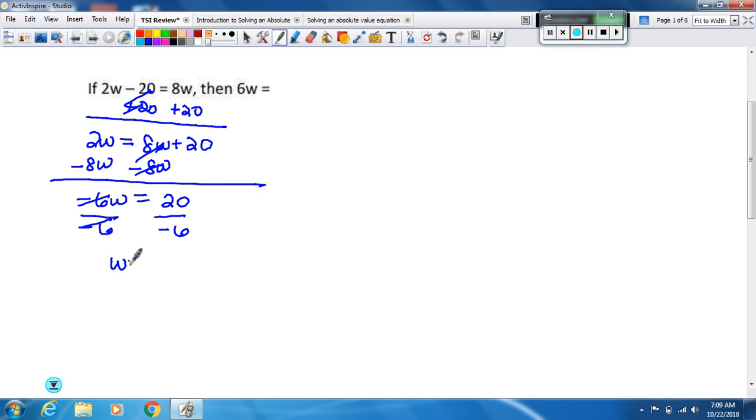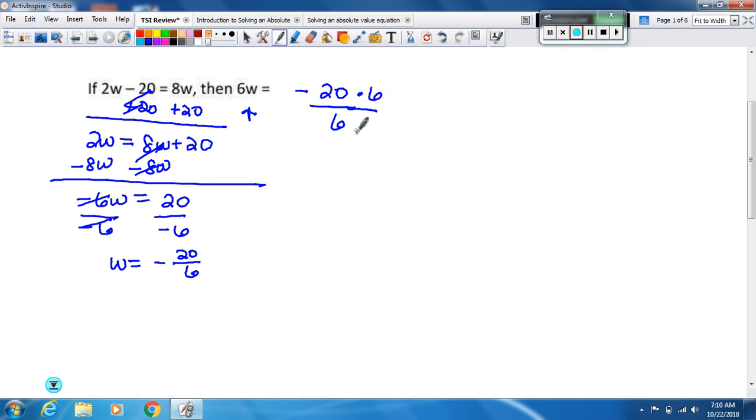w equals, okay, a positive divided by a negative is a negative. Now normally I would go ahead and simplify this fraction, but I notice that they're asking me to do 6 times w, so that kind of actually helps me out. What you do is you take the 6 that they're wanting you to multiply by, and this will be a whole number times a fraction. So the whole number is going to go up top of what you already have. So w is negative 20 over 6. You're going to put this 6 up top.